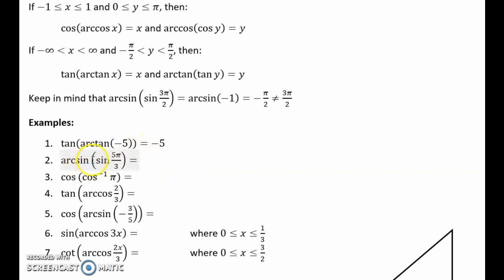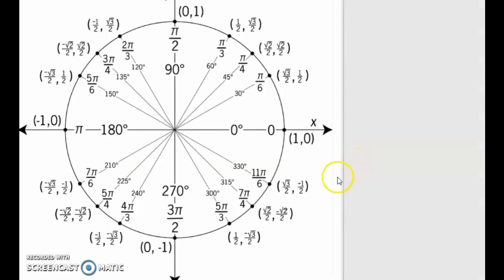Now, arc sine of sine of 5 pi thirds. Well, what is sine of 5 pi thirds? We can do that. That's on our unit circle, so let's come here. Sine of 5 pi thirds is negative square root of 3 over 2. So negative square root of 3 over 2 is at 5 pi thirds. That's cool. However, 5 pi thirds is not an acceptable answer.